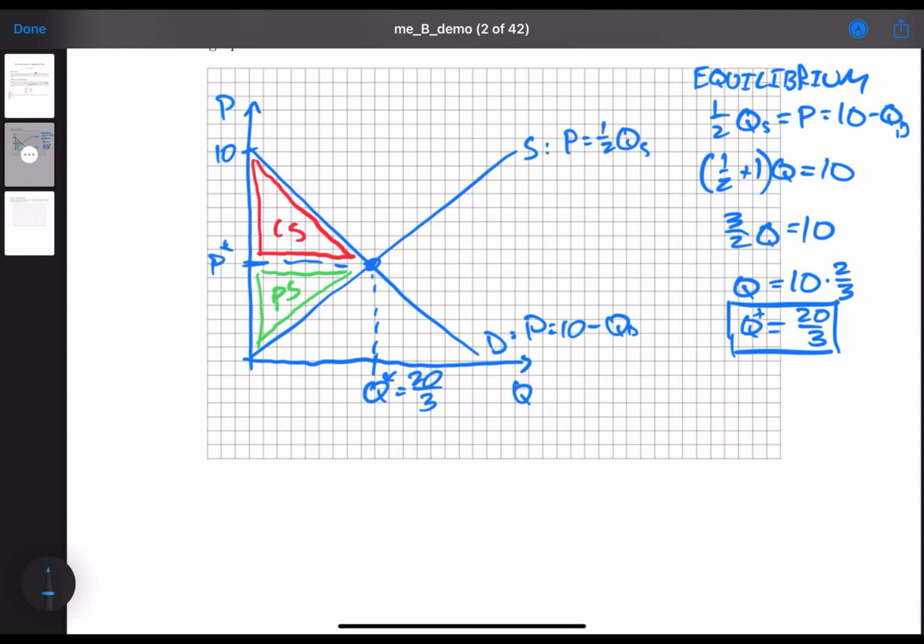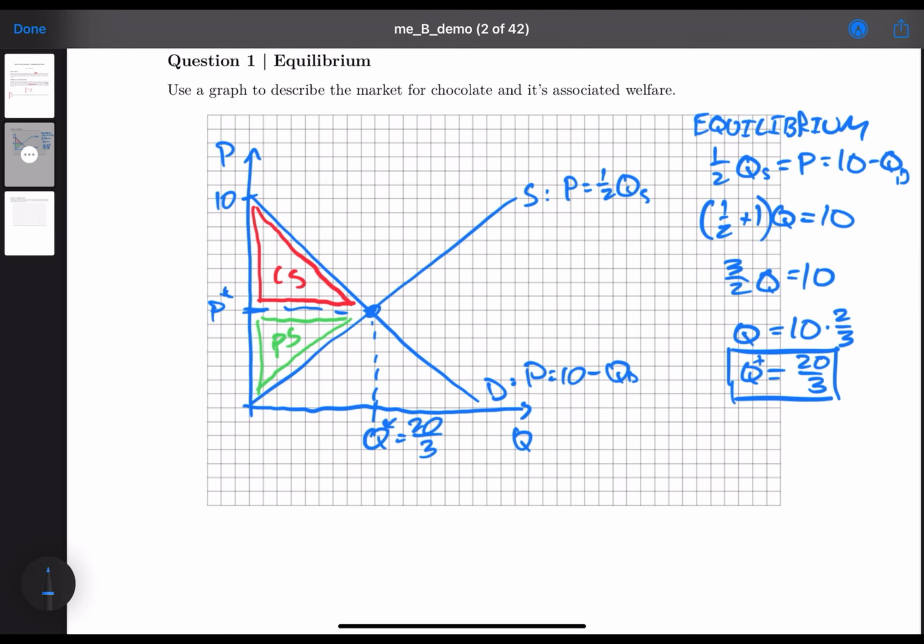All right, and then we're going to perform the simple task of plugging this quantity into our supply curve. We can do it with the demand curve, but the supply curve is generally easier, and it doesn't matter which one we use. So price star is equal to 1/2 times Q star, which is 20 over 3. And this comes out to be 10 over 3. So our equilibrium price, P star, is equal to 10 over 3.